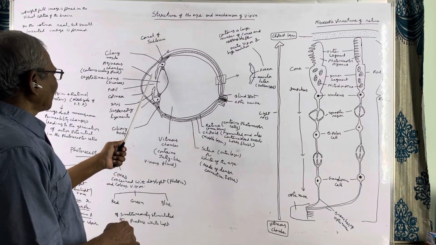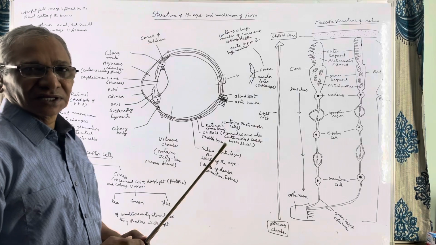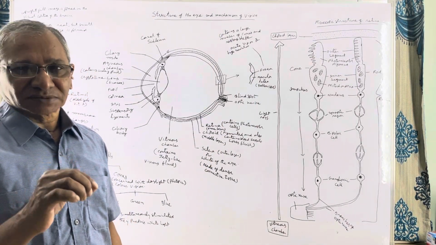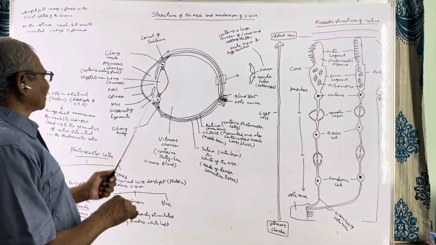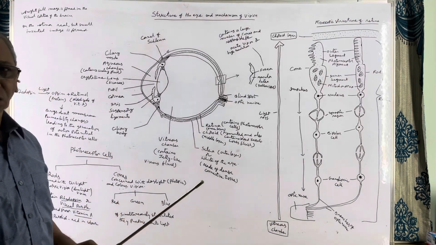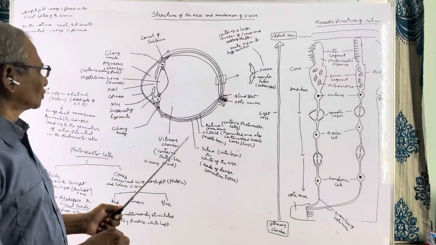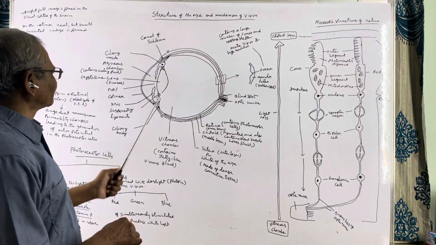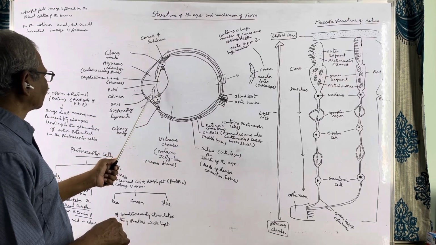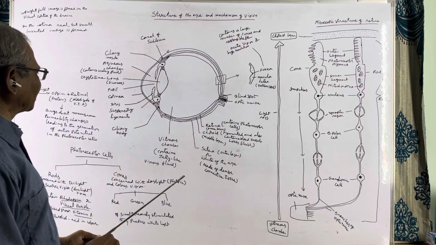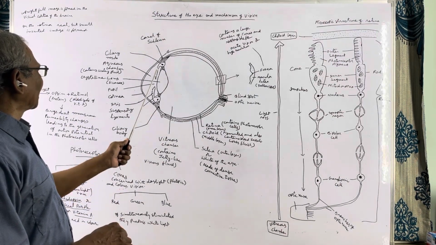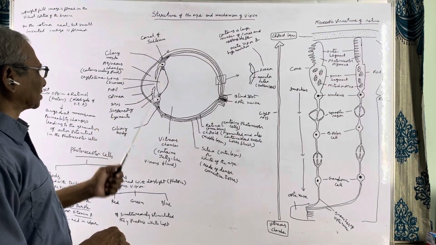The ciliary body secretes a type of fluid, a watery fluid known as aqueous humor. Then, this is the crystalline lens, biconvex crystalline lens, which focuses light on the retina. This lens is supported by or suspended by ligaments, suspensory ligaments arising from the ciliary body. The ciliary body has also a muscle known as ciliary muscle.